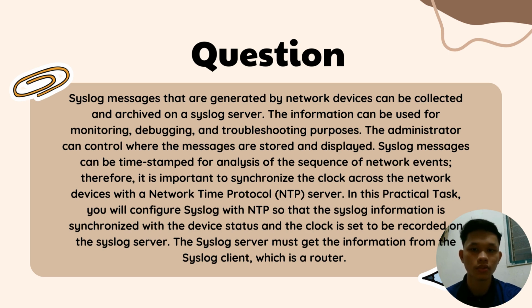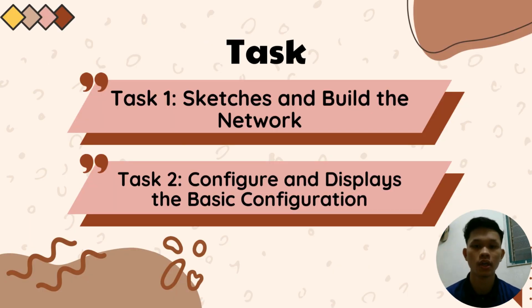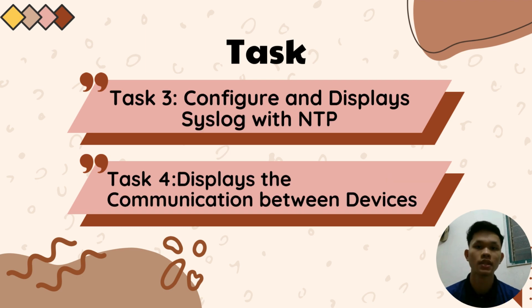In this practical task, you will configure Syslog with NTP so that the Syslog information is synchronized with the device status and the clock is recorded. The Syslog server must get the information from the Syslog client, which is the router. In this assignment, we have four tasks. Task 1 is to cable and build the network. Task 2, configure and display the basic configuration. Task 3, configure and display Syslog with NTP. And the last one, Task 4, display the communication between devices.